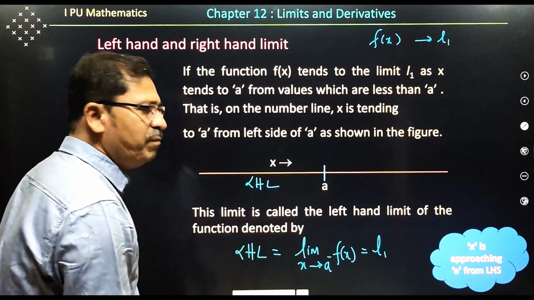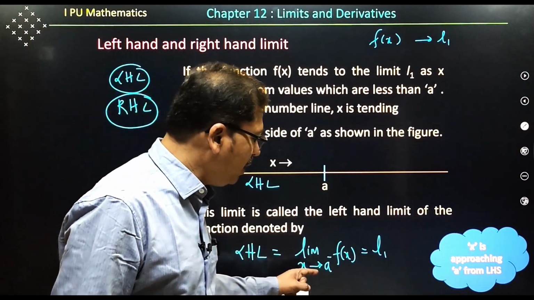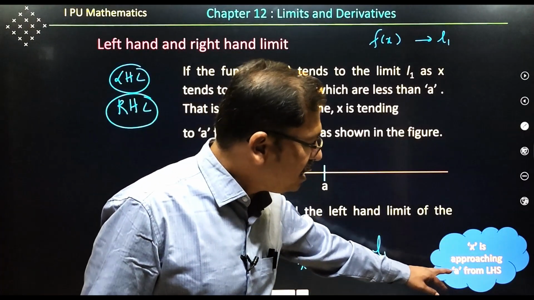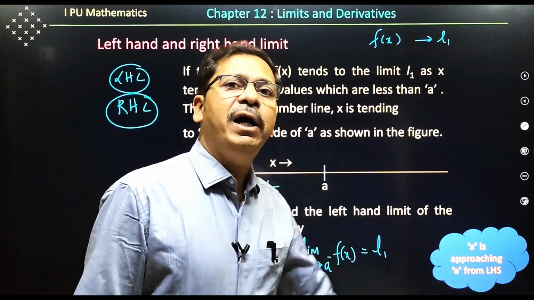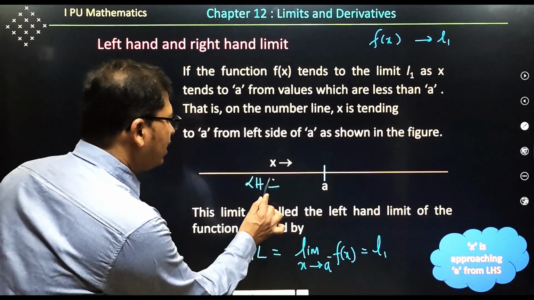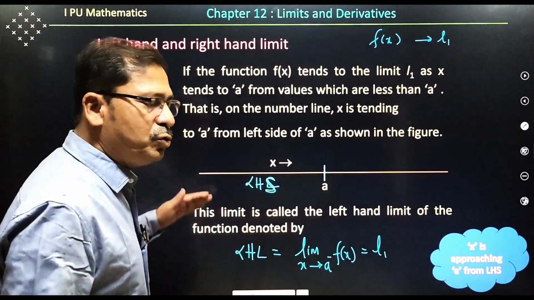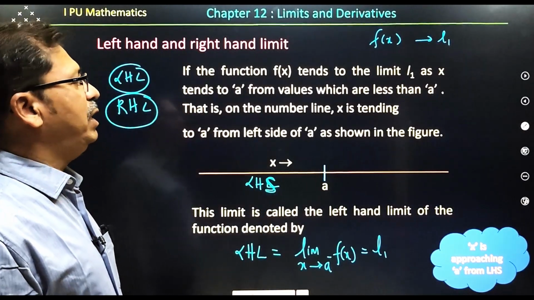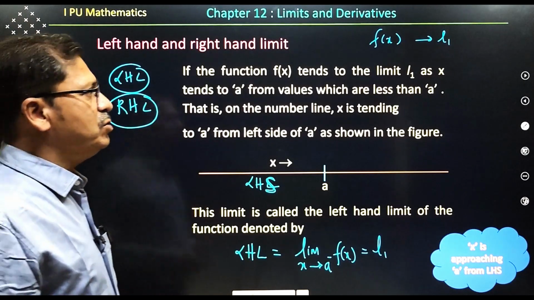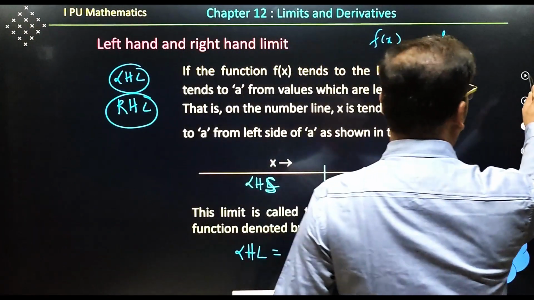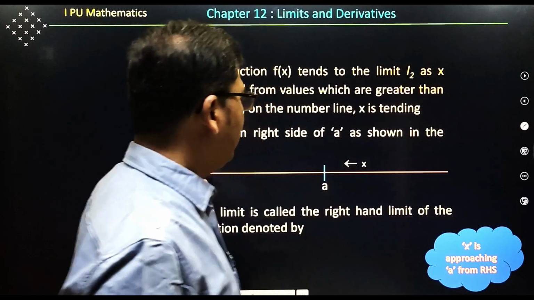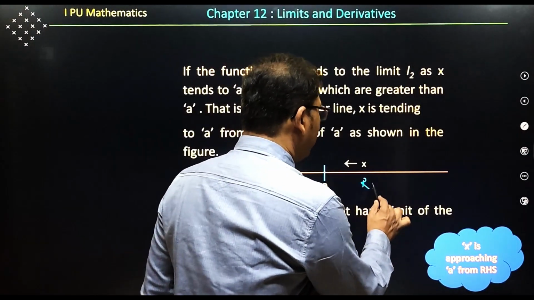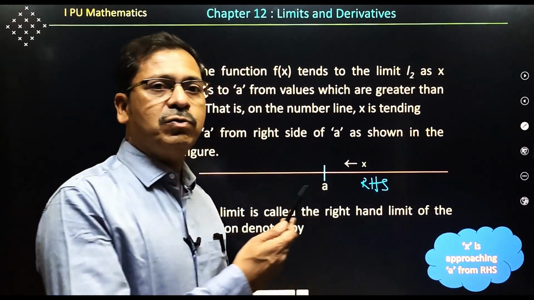LHL is equal to limit x tends to a minus f(x) is equal to L1. Please observe this: x is approaching a from the left hand side in the case of the left hand limit. The same idea is applicable to the right hand limit. You see here again a number line. x is approaching from the right hand side.